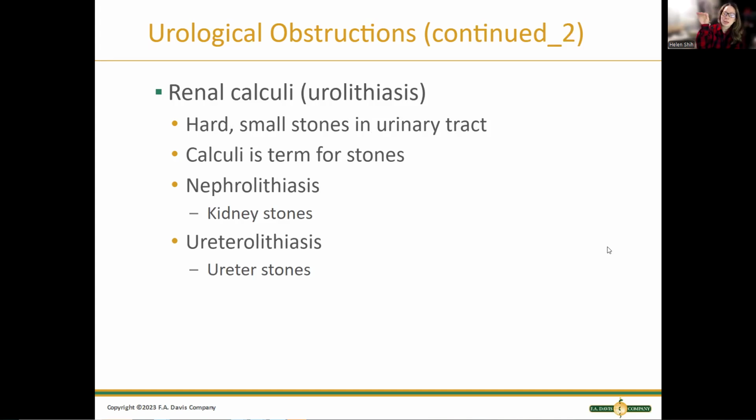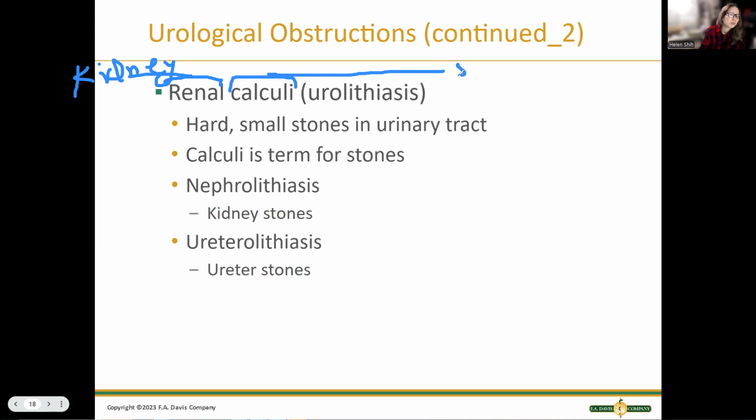Now, another subcategory of urological obstructions are renal calculi, also known as urolithiasis. So I want to make a quick highlight that renal means kidney. Excuse me while I write with my mouse, but the renal part of this word means kidney. Calculi is a term used to describe stones, specifically stones made of calcium. A lot of times, renal calculi is directly translated as kidney stones for the average person, and that way they know exactly what they're talking about. But the medical term for kidney stones is renal calculi.